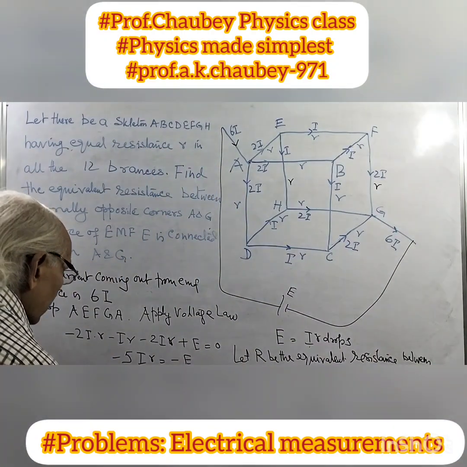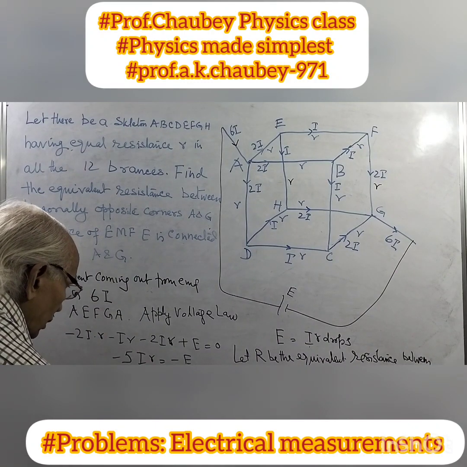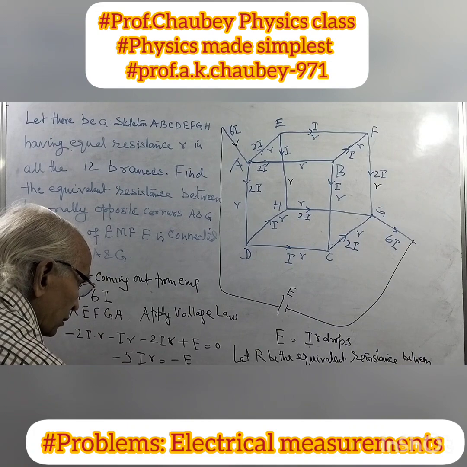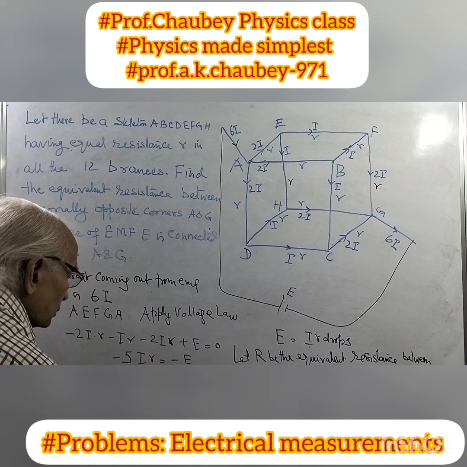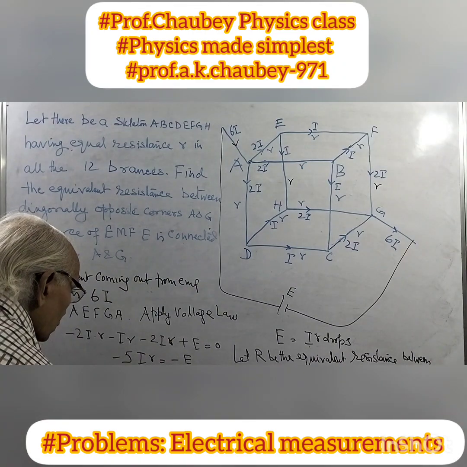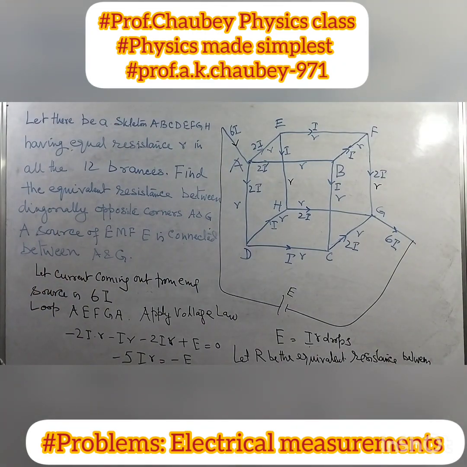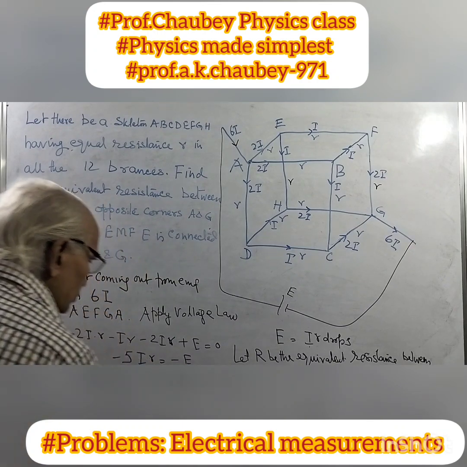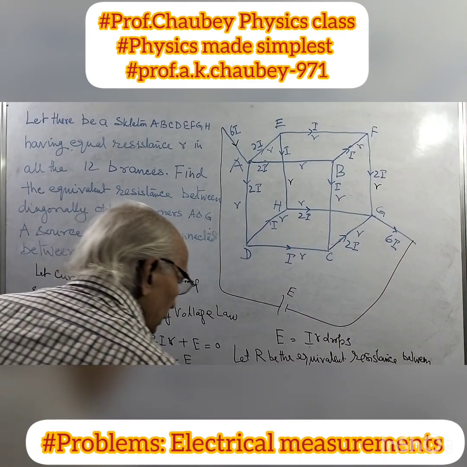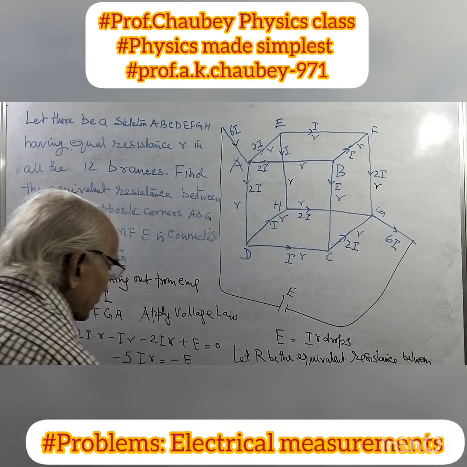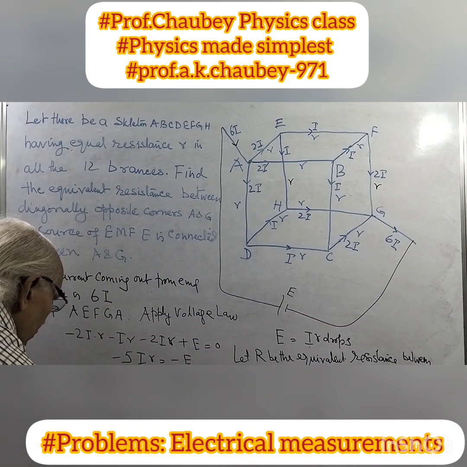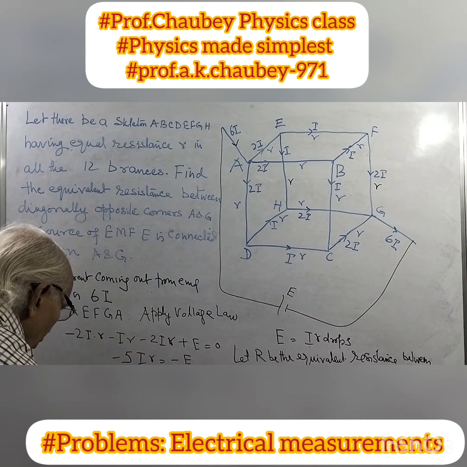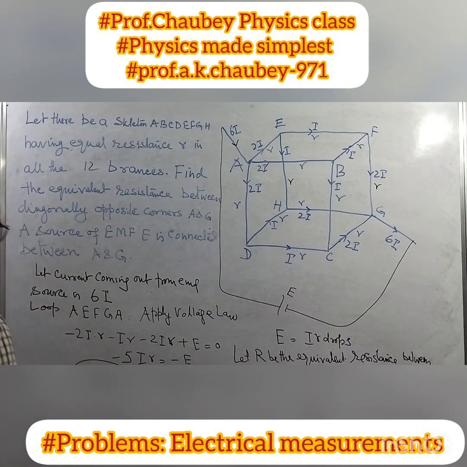So now we have this 6IR, and 6I cancels. So R is equal to 6 by 5, because this is 6IR. If small r is given, we have to calculate capital R. Capital R is equal to 5 by 6 of r. Each resistance r is given, and we get the equivalent resistance R as 5 by 6 into r.